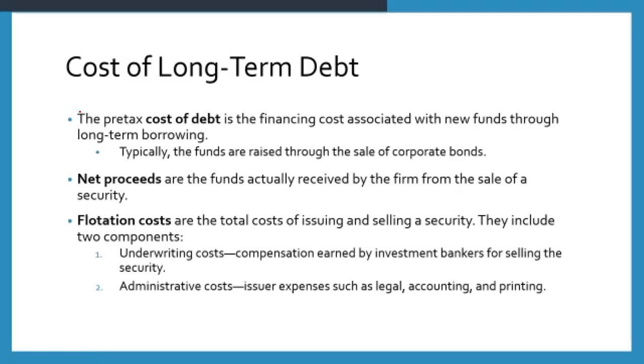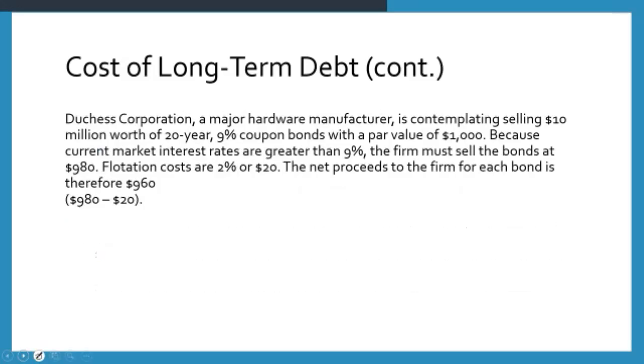Now there's a cost. If you remember in the previous section, we talked about the firm selling or issuing the bonds. They don't go directly to the bondholders, right? They always go through some intermediary. So these include underwriting costs, compensation earned by investment bankers for selling the security, and administrative costs, the issuers' expenses such as legal costs, accounting, and printing.